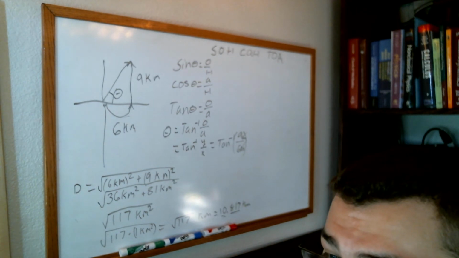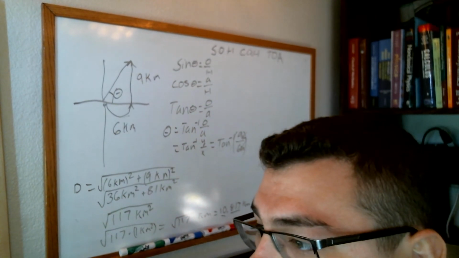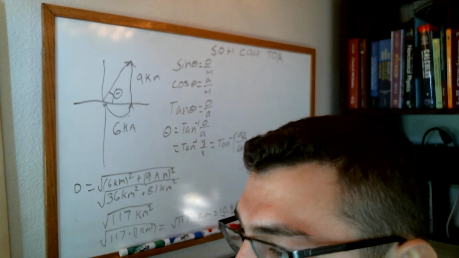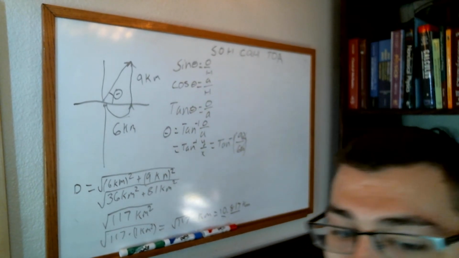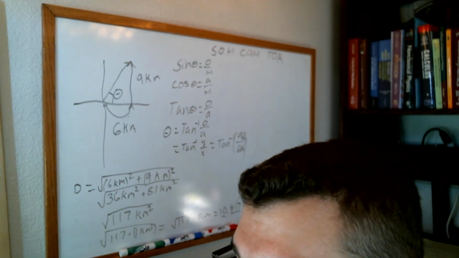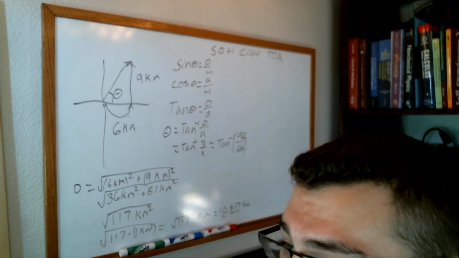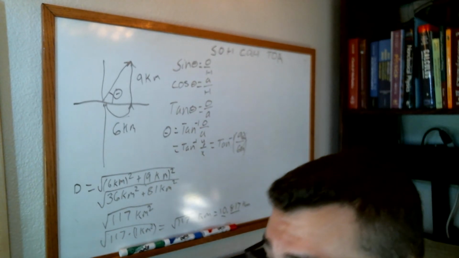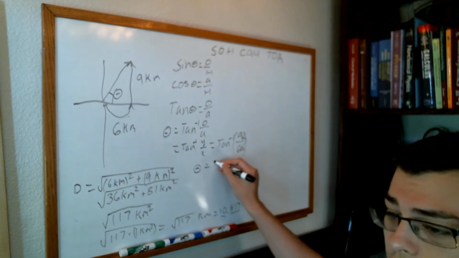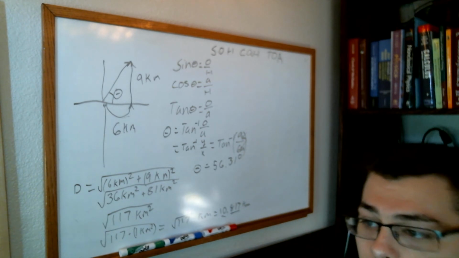Then we just need to take the inverse tangent of 9 over 6, and I'm going to Wolfram to do that because that's my calculator. It's easiest to just say arctan, and converting from radians to degrees, that will give us that theta is equal to 56.31 degrees. And that's how you would solve one of these problems.